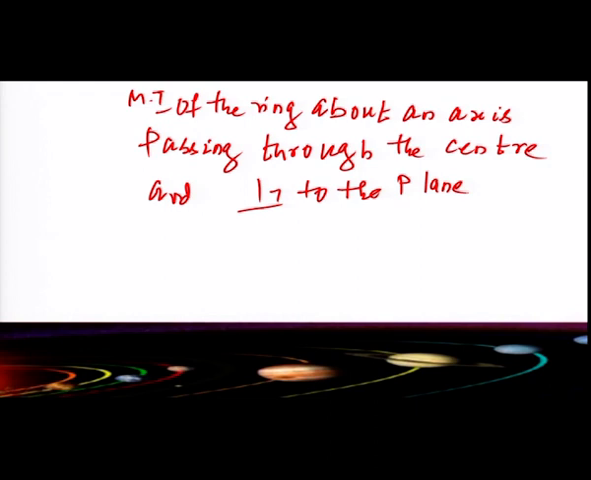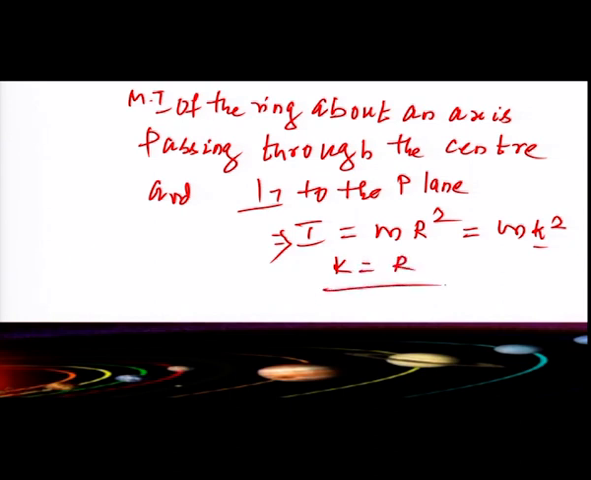to the plane. The moment of inertia is given as I equal to m R squared, which is equal to m k squared, where k is the radius of gyration of the ring about an axis through the center and perpendicular to its plane. So, therefore, k is equal to R. The period is minimum when k is equal to h, where h is the distance of the point of suspension from the center of mass of the ring. This gives h is equal to R.